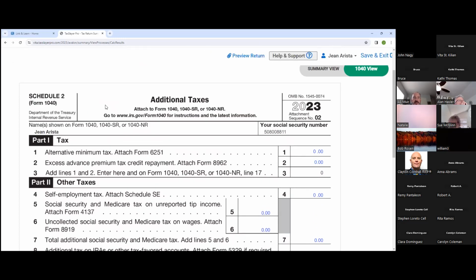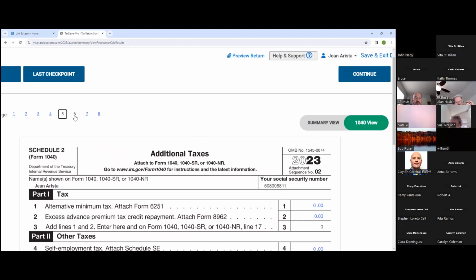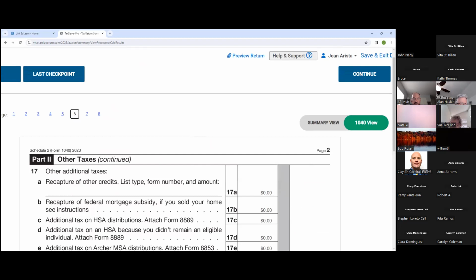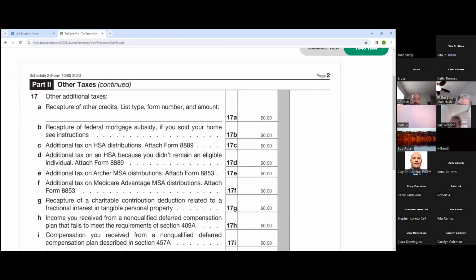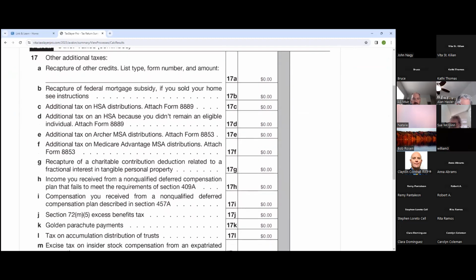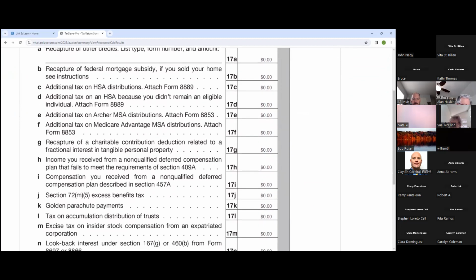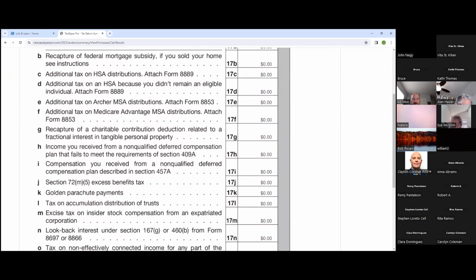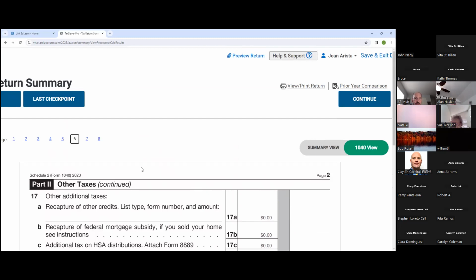Let's go to our next page, which is page 2 of the Schedule 2. And these are other taxes. And typically, you don't see that in the VITA program. But if you're a practitioner, you'll see some of these things from time to time.